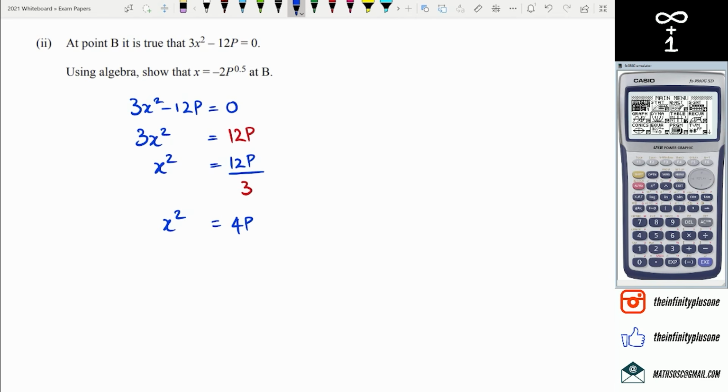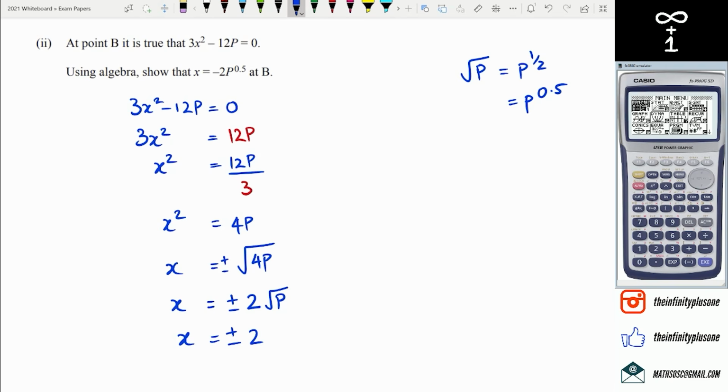Now, when I take the square root of x squared here, I'm going to get the square root of 4p, but remember that it's going to be plus or minus. So x is equal to plus or minus. Now the square root of 4 is 2, and the square root of p, remember that the square root of a number can be written as to the power of half, or 0.5. So in this case, we get x is equal to plus or minus 2p to the power of 0.5. However, we're not done here.